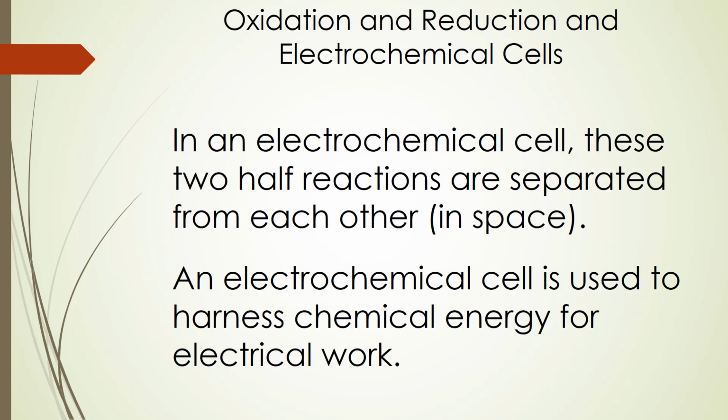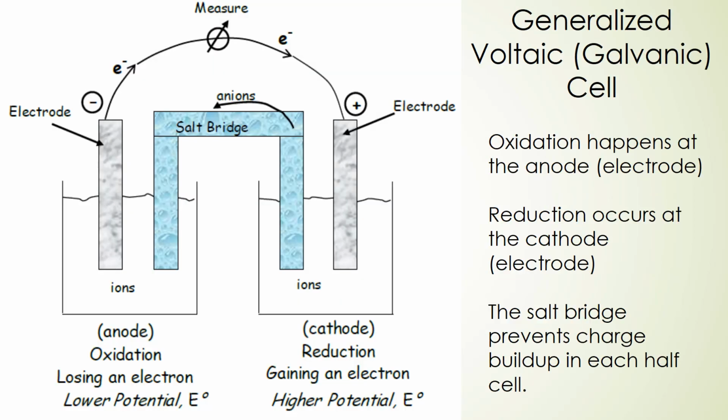In an electrochemical cell, these 2 half reactions that we just looked at are separated from each other in space. And we're going to see a picture of that in just a second. We do that so that we can harness that chemical energy for electrical work. And that's basically the use or function of an electrochemical cell. Here's a generalized voltaic or galvanic cell.